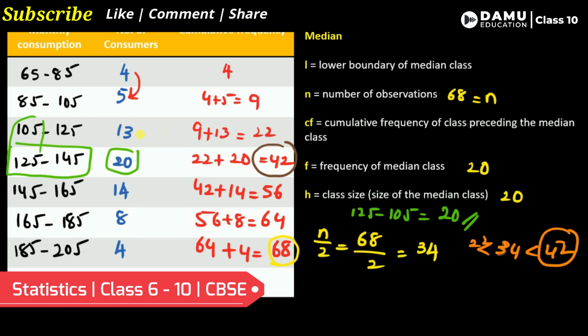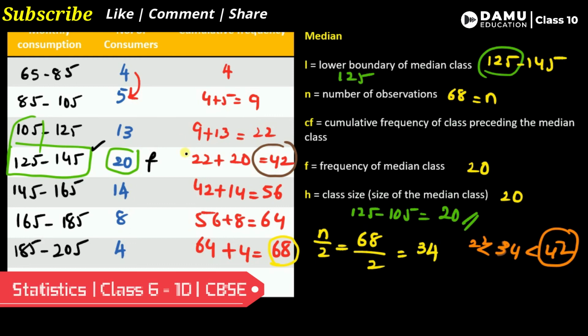Then frequency also 20. What is the frequency? So this is the frequency, this is the class interval. So let's write what is that? Lower boundary of the median class. Median class is nothing but 125 to 145. So what is the lower boundary for this? So 125. So for this 125. For this n is 68. Cumulative frequency of class preceding the median class.